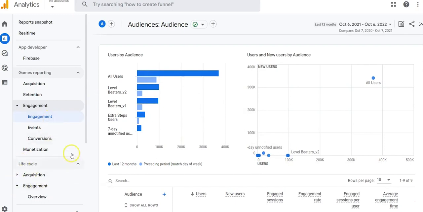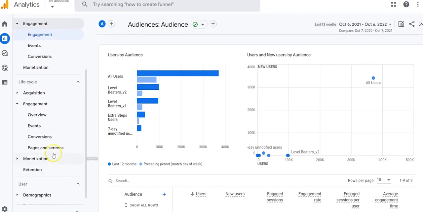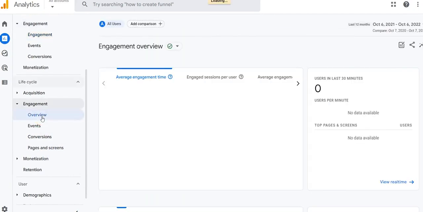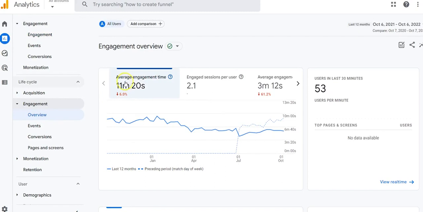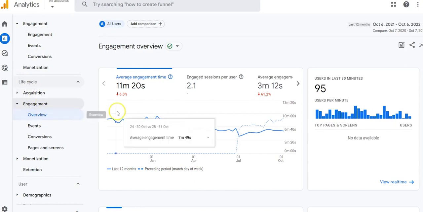Let's take a look at our overall life cycle engagement. And we can see an overview of that. So that's going to give us that bigger, broader overview. And now we can see things like average engagement time, engaged sessions per user. So we really want to look at what's the difference between these two. One is showing us types of users and how much time they spend. This overview of engagement in the life cycle is really looking at time engaged.